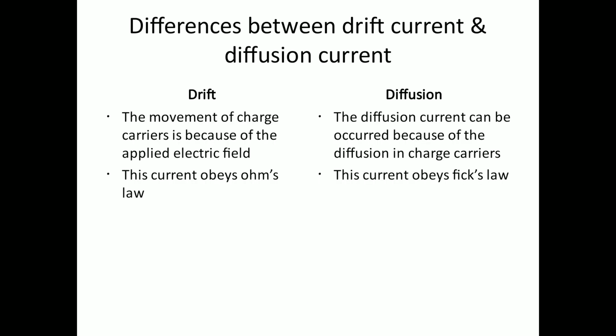Difference between drift current and diffusion current. The main difference: drift current is produced when you give an external electric field. Diffusion current is due to the non-uniform concentration in that semiconductor. Drift current obeys Ohm's law. Diffusion current obeys Fick's law. These are the differences between drift current and diffusion current.